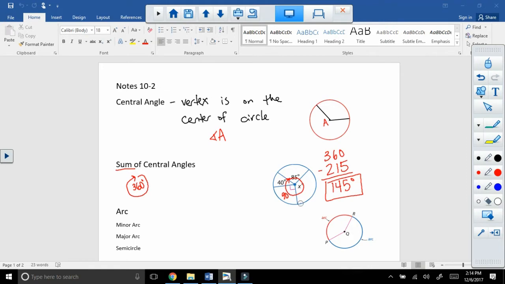Things like vertical angles still apply. You don't have those here, but they might not look like they give you enough information, or if you have a straight line, we'll practice some of those a little bit.